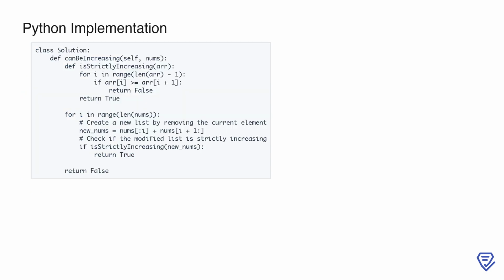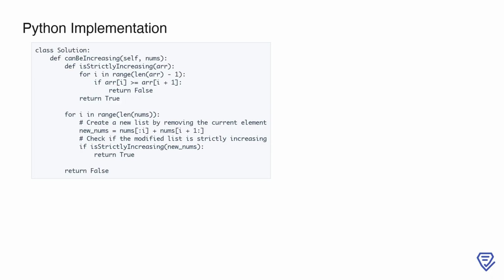In this solution, the goal is to determine if an array can be made strictly increasing by removing at most one element. To achieve this, we define a helper function, isStrictlyIncreasing, which checks if a given list satisfies the condition nums[i] less than nums[i plus 1], for all valid indices. This function iterates through the array and returns false if it encounters any violation, otherwise, it returns true.